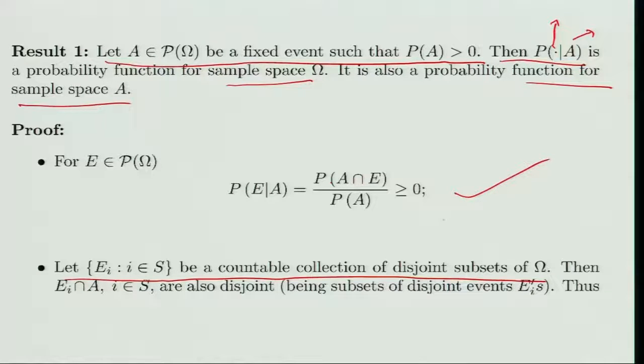Then you know that if bigger sets are disjoint, then smaller sets, the sets which are contained in them, are also disjoint. So if bigger sets are disjoint, the sets contained in them would also be disjoint, as it is happening over here. These are bigger sets, they are disjoint, so what is contained in them is also disjoint. So if EIs are disjoint, then EI intersection A's would also be disjoint. And this is the fact which I will be using in showing that this probability function is countably additive.